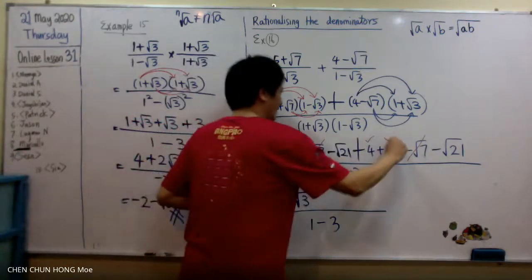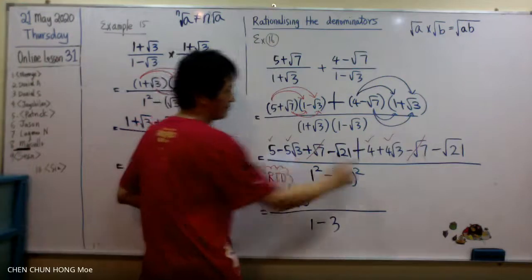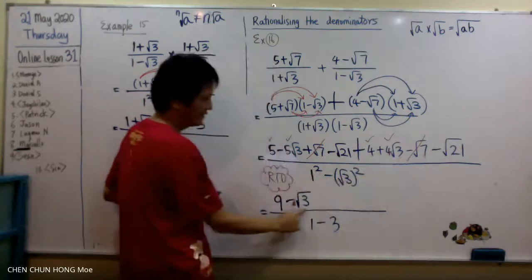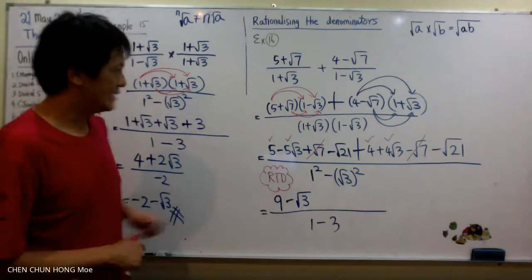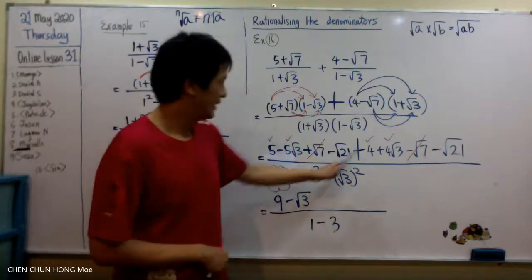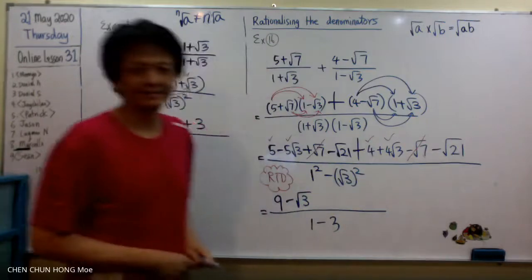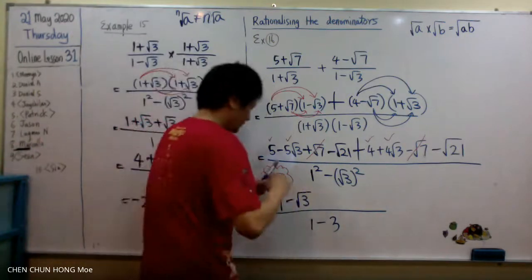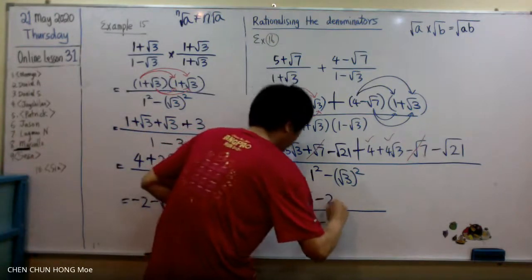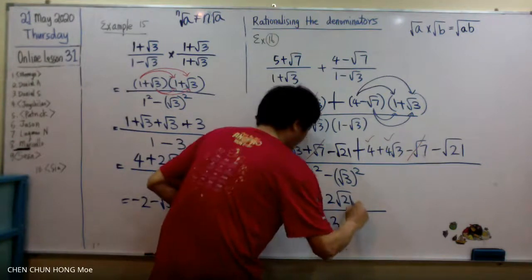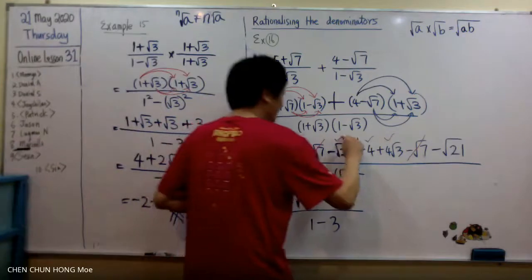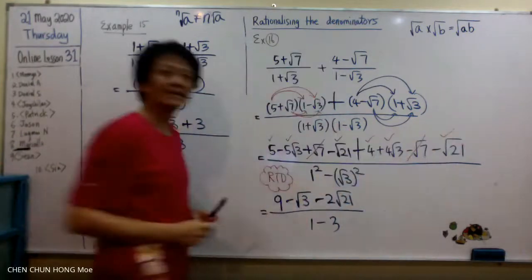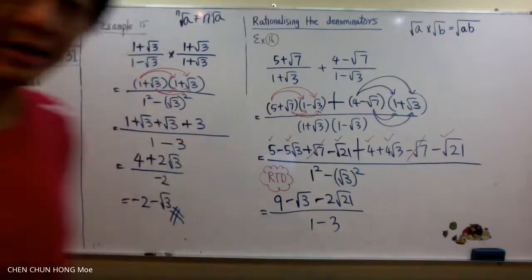Okay? Are you okay? Negative 5x plus 4x, that's negative x. And then you have negative x again, you get negative 2x, right? Negative 2 square root 21 in this case, right? Because negative 1, negative 1, you get negative 2. Negative 2 square root 21.